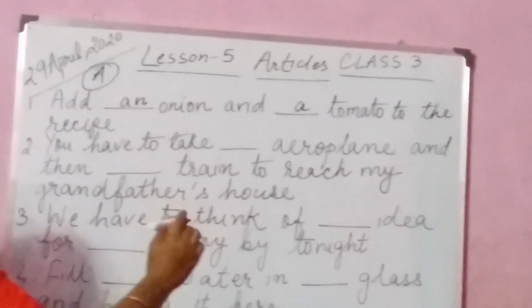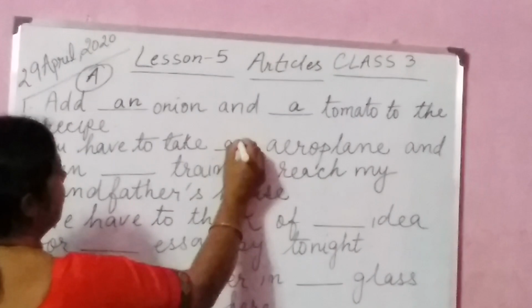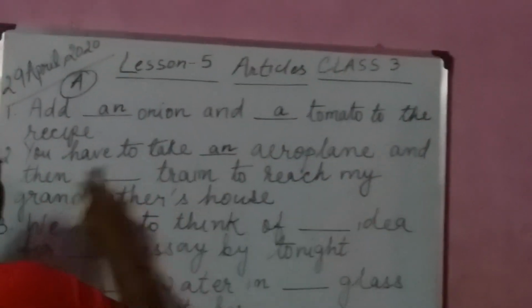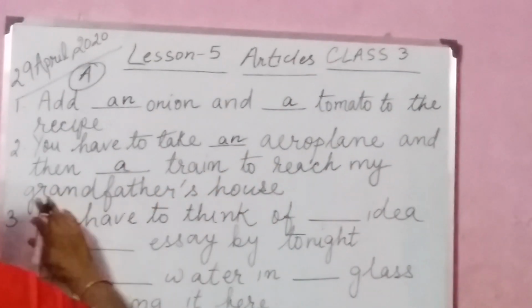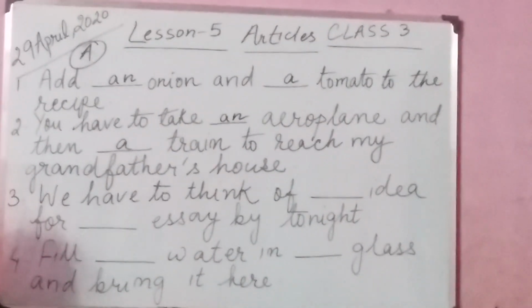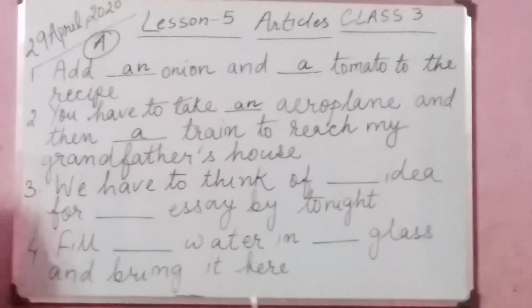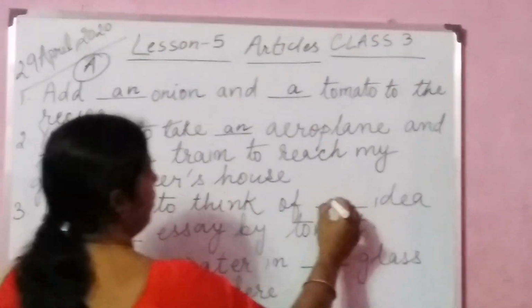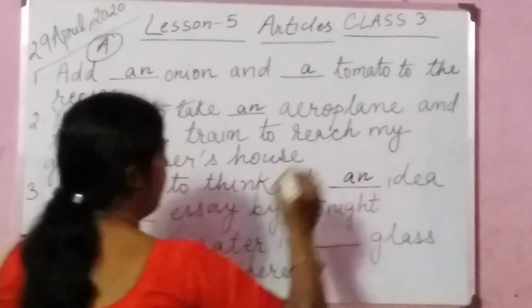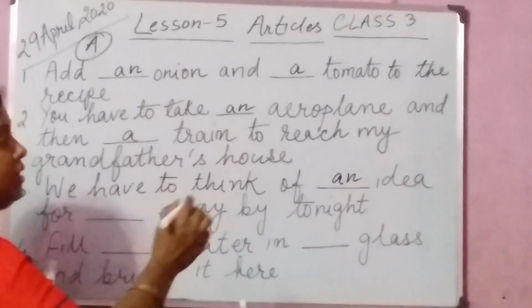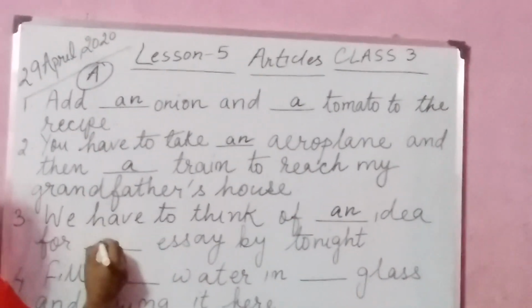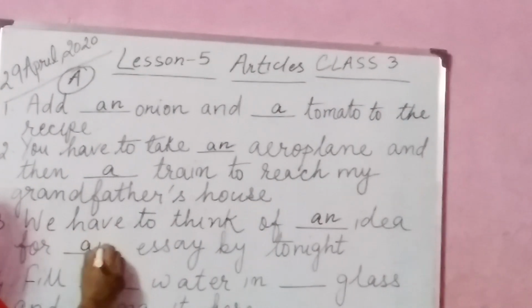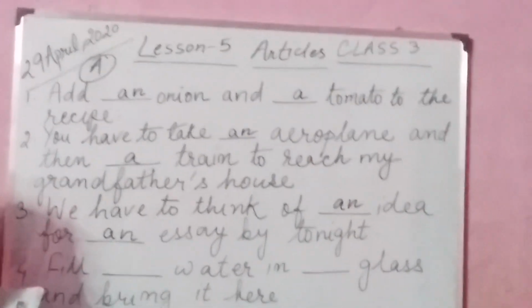You have to take an aeroplane, A is a vowel, and then a train, T is a consonant, to reach my grandfather's house. Number 3 you see, we have to think of an idea. An idea, we have to think of an idea. I is starting with a vowel. For an essay by tonight. For an essay, E is also starting with a vowel.